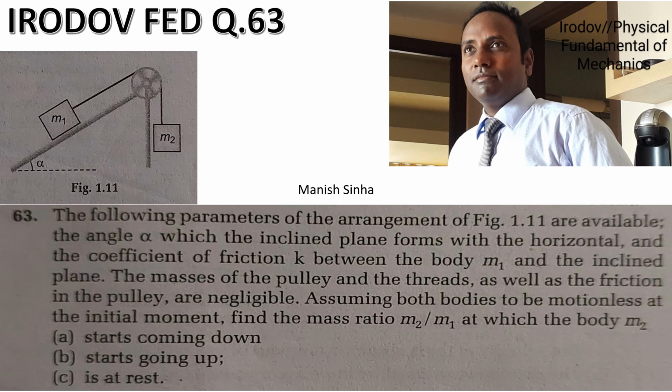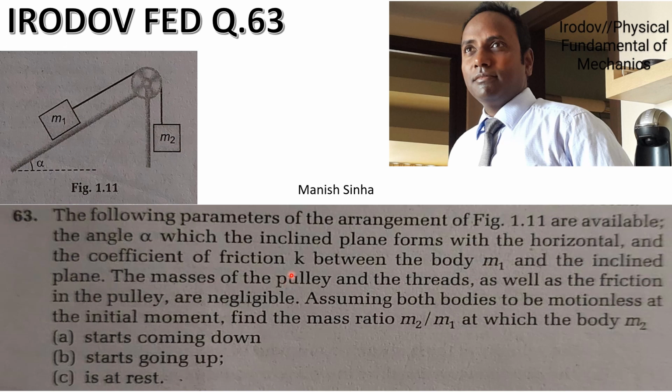Hello everyone, this question is from Irodov, Fundamental Equation of Dynamics, question number 63. The following parameters of the arrangement of figure 1.11 are available: the angle alpha, which the inclined plane forms with the horizontal, and the coefficient of friction k between the body m1 and the inclined plane surface.